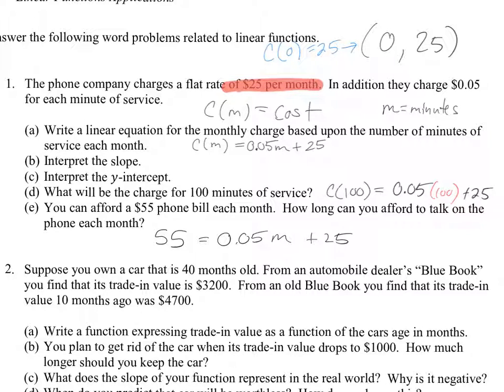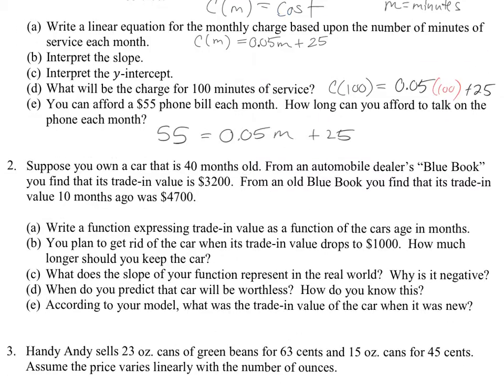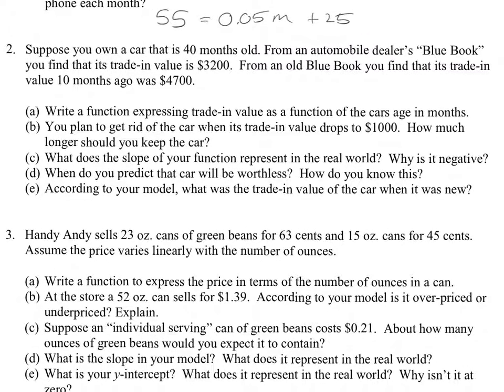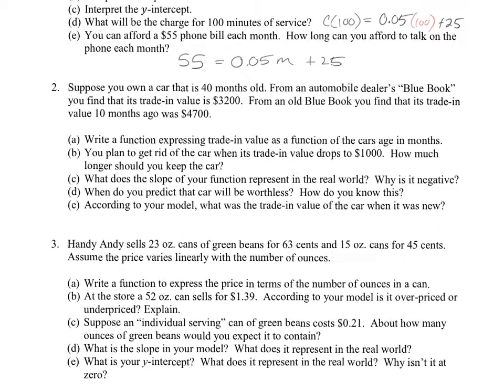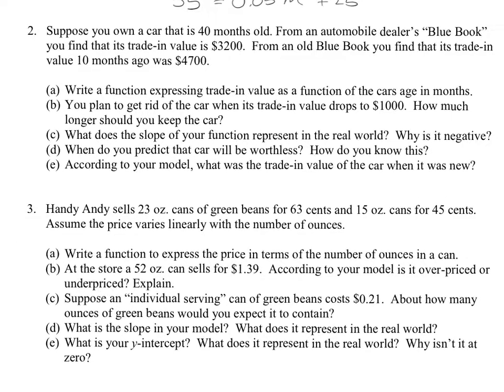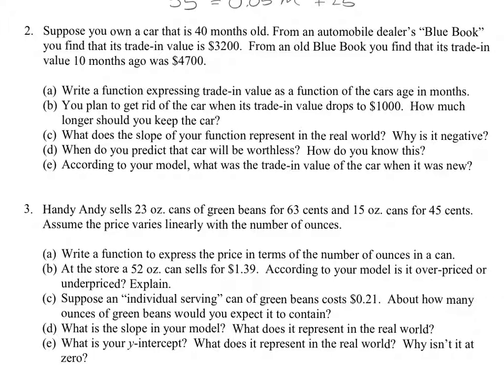I see a lot of you already flying through number 2 on your own. Number 2, suppose that you own a car and it's 40 months old. Right away, 40 months. So you can think about that in years if you'd like to. What's 40 months in years? 3 years, 4 months. 3 years and 1/3 of a year. 4 out of 12 is 1/3.